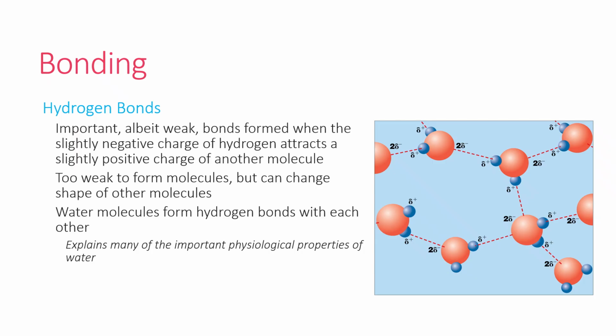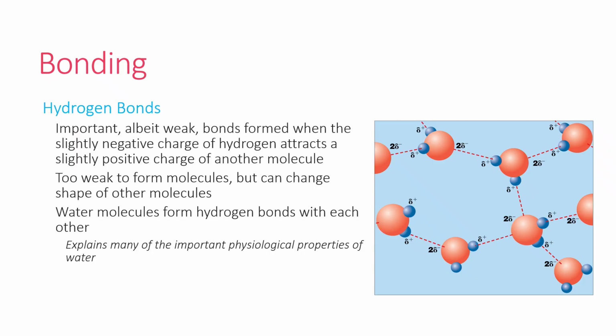Now that polarity is going to lead us to our third type of bonding that we're going to talk about here, which is hydrogen bonds. Hydrogen bonds are extremely important, but very weak and transient, meaning they come and go very quickly. These are bonds that are formed when the slightly positive charge of hydrogen attracts a slightly negative charge of another molecule. I had that flipped, so I'll go ahead and flip those in your notes there. I need to make that correction.